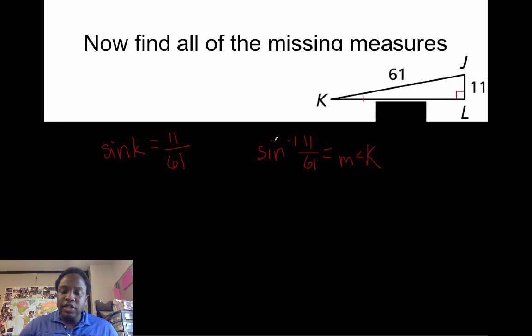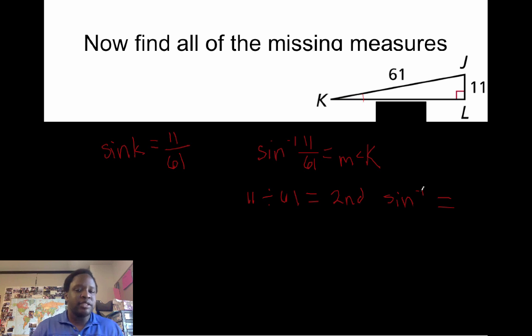To put this in your calculator, if you have one of the yellow calculators, you would go to Trig, and then go down to sine -1, put 11 divided by 61, and then enter. If you have an iPhone, you would do 11 divided by 61 equals, second, and then inverse sine. And I believe you push enter. I'm not 100% sure, because it might already tell you when you push sine.